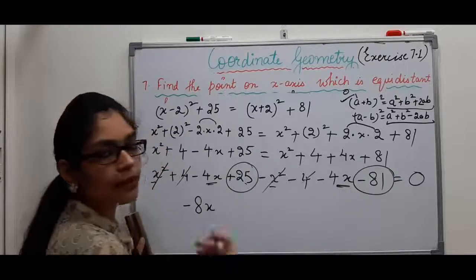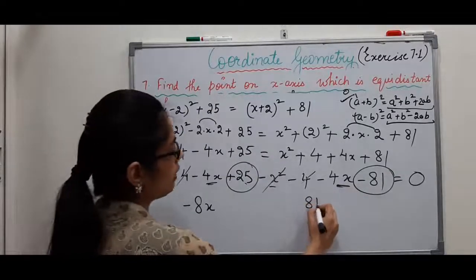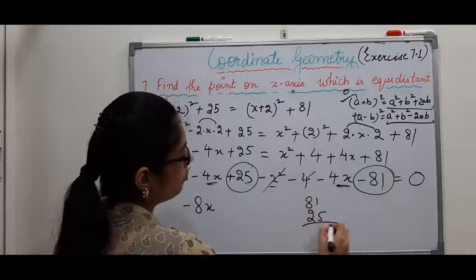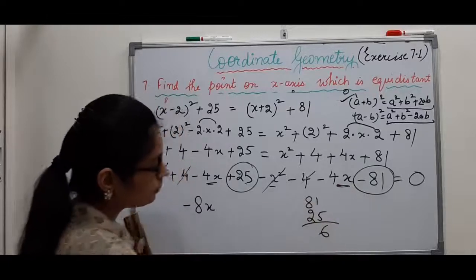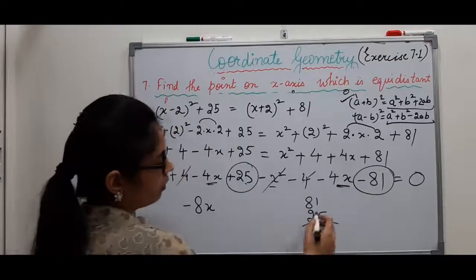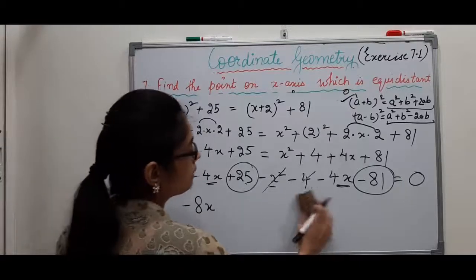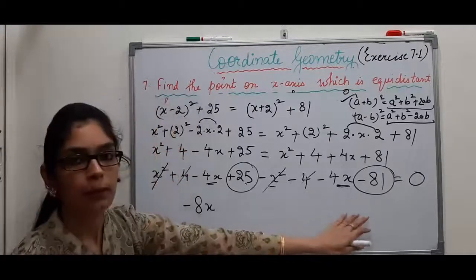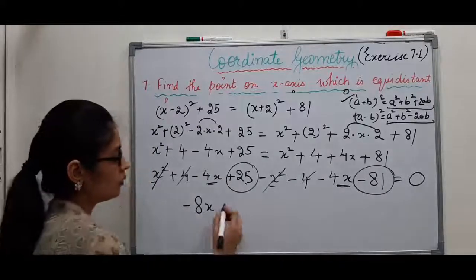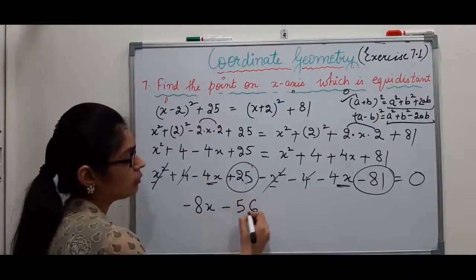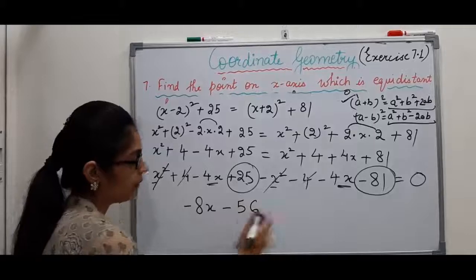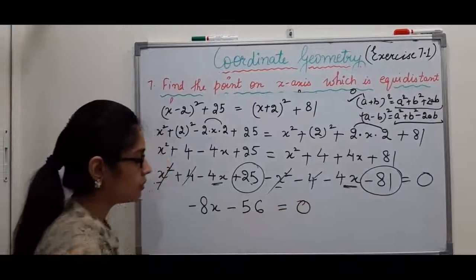So minus plus it is minus, so which means we have to subtract 25 from 81. So it will be 56, but the sign which is with a bigger number. So bigger number is 81. So with 81 I have minus sign. So with my answer also I have to write minus sign equals to 0.